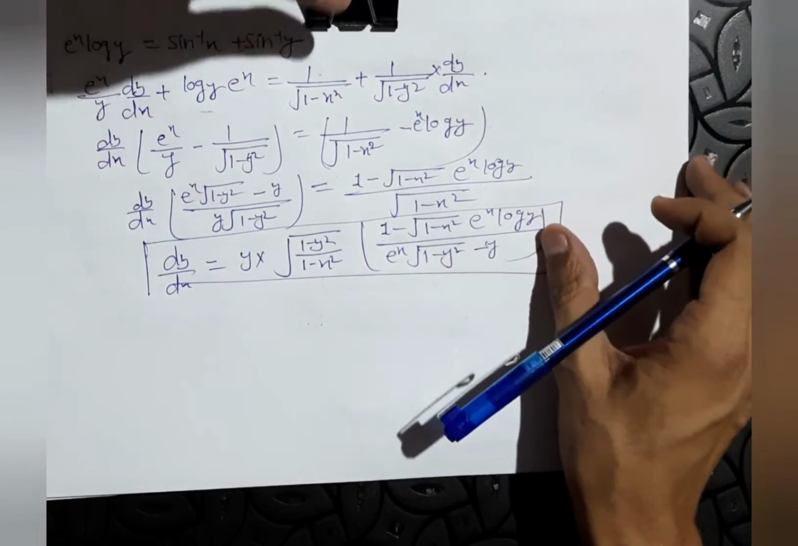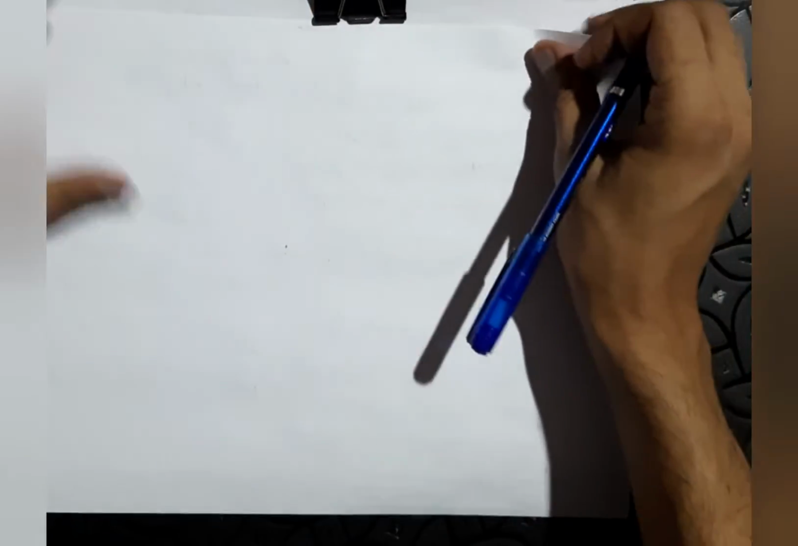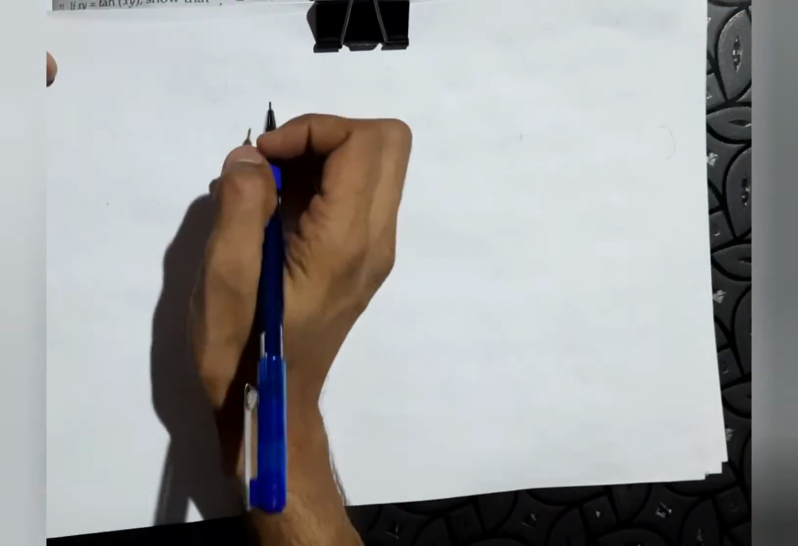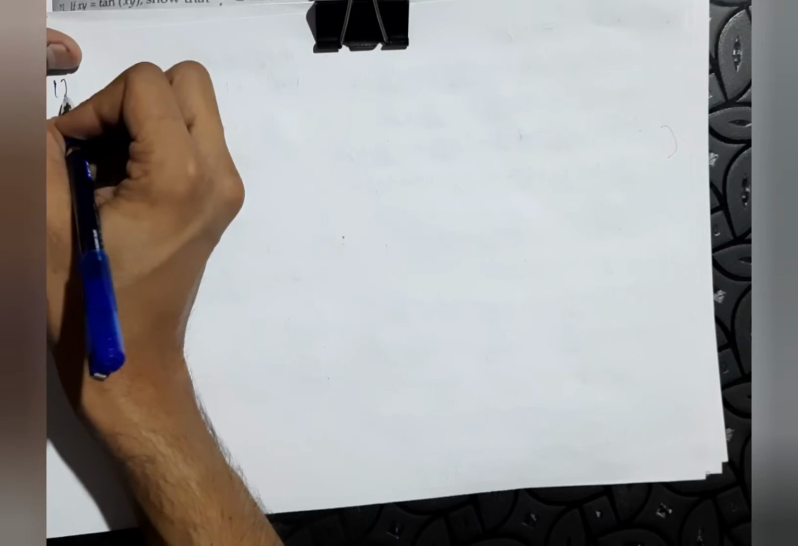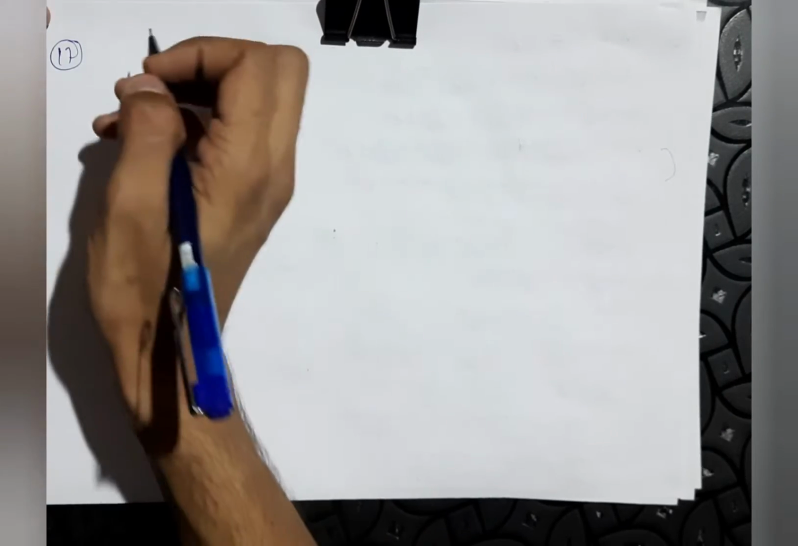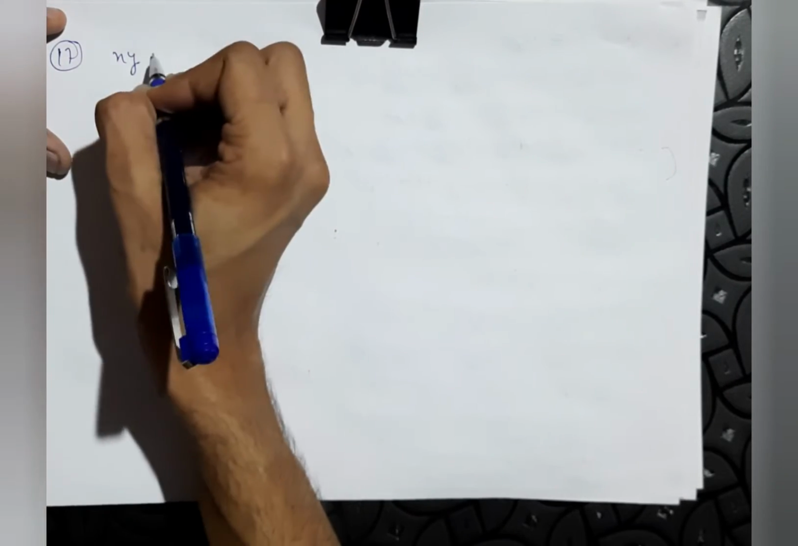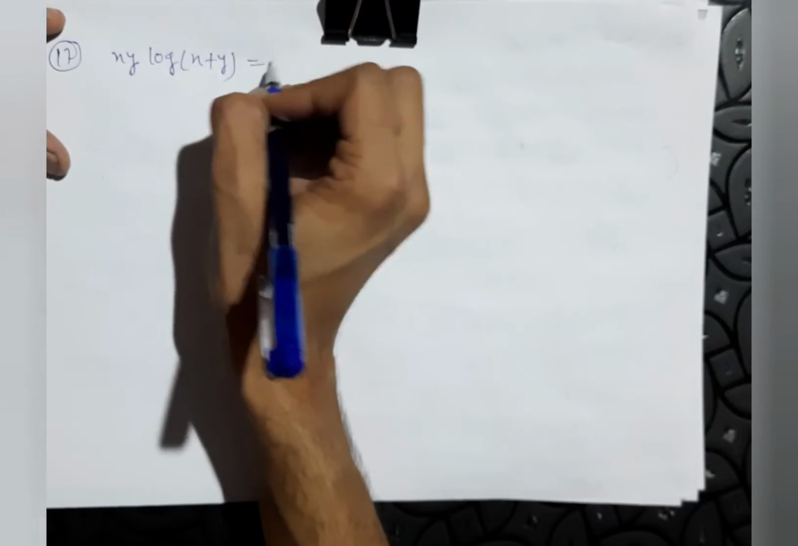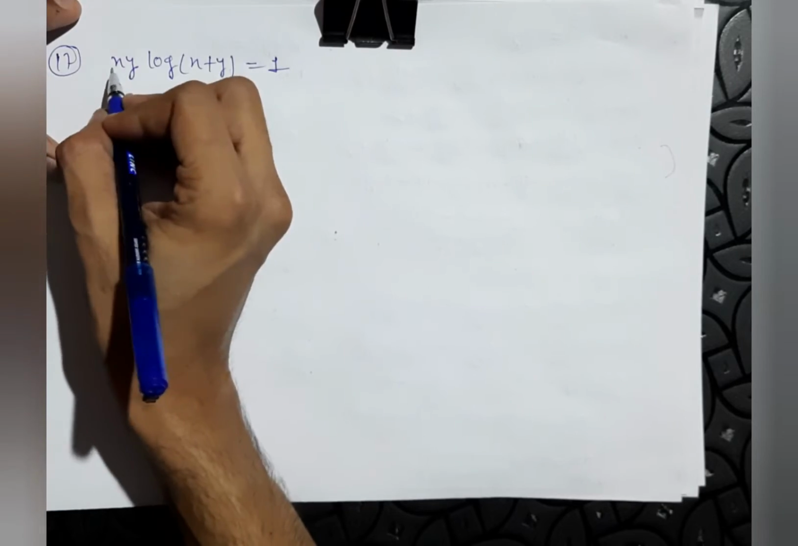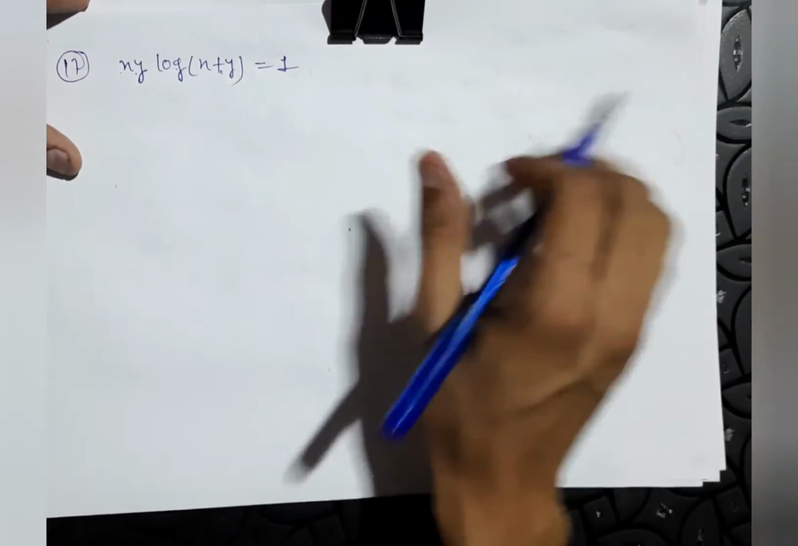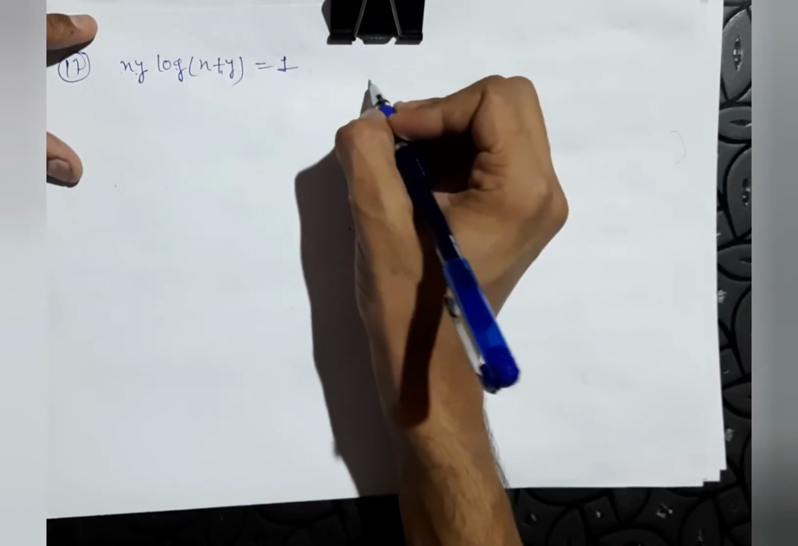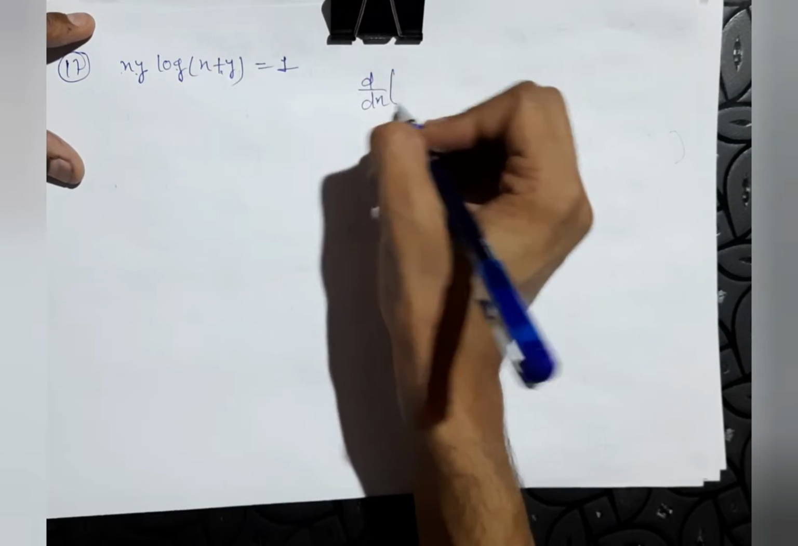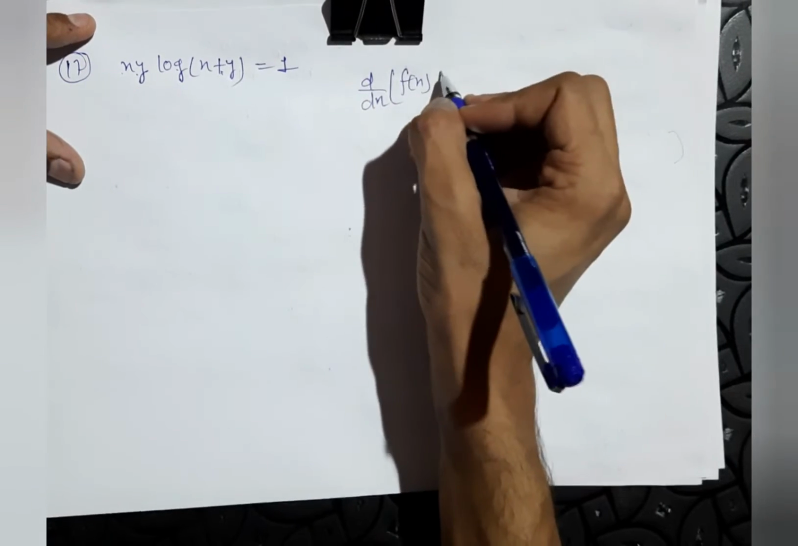Now let's do question number 17. Question number 17 is x y times log of x plus y equals 1. So this is the product of three functions, so we can use this formula, the differentiation of three functions with the same variable.